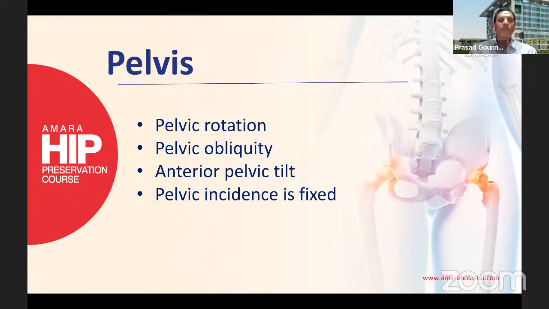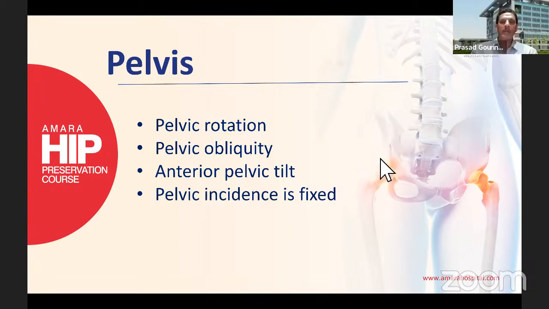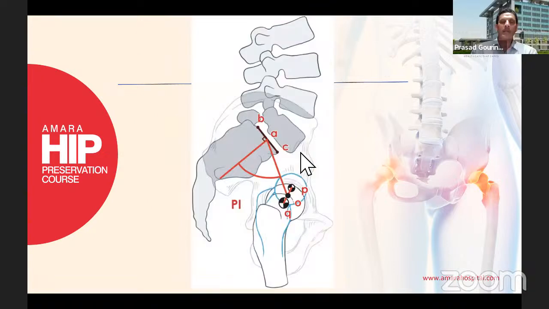That's why an AP pelvis is more important than a hip X-ray. Among all these things, pelvic incidence is something you need to know. That's a fixed parameter of the pelvis. The relationship will not change unless you surgically change it. It does not change much with growth or anything you do.